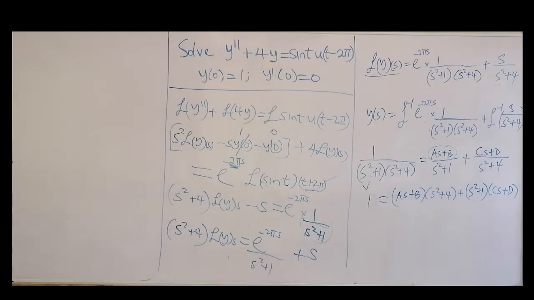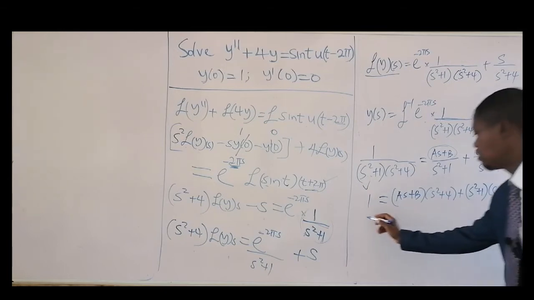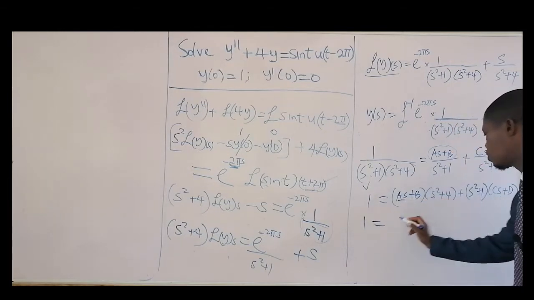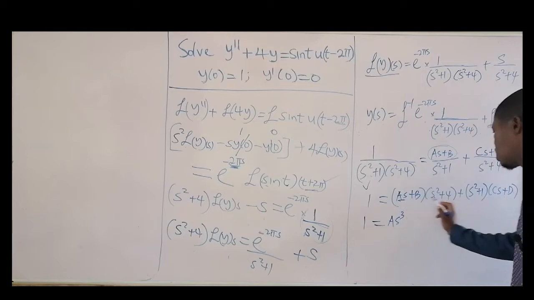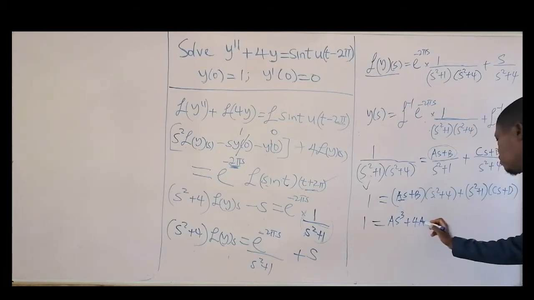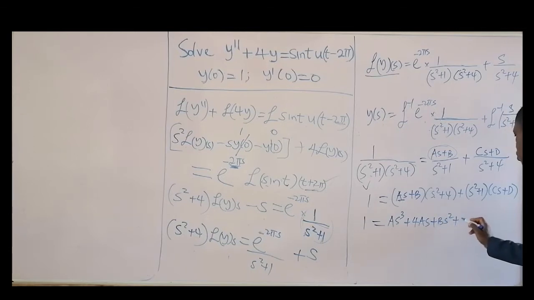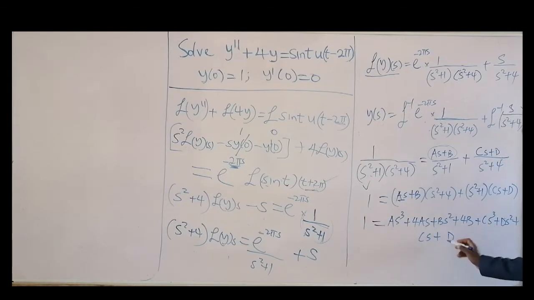Substitution will not work in this case. So what we can do is to expand and equate coefficients. Expand this one times this one: as times s² gives as cubed, as times 4 is 4as. b times this gives bs² plus 4b. Then the next one: s² times cs gives cs cubed, plus ds², then plus cs plus d.